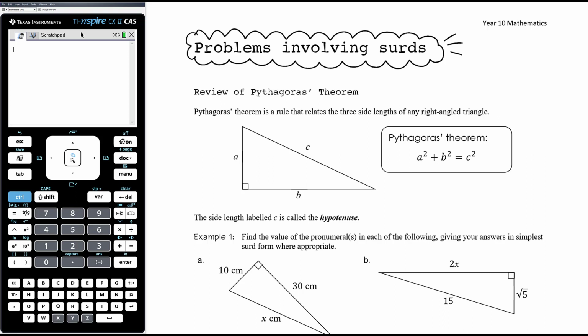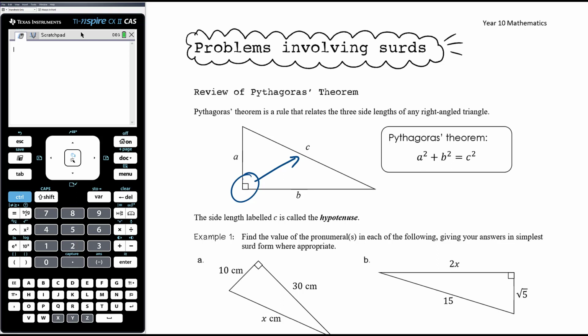It's a rule that relates the three side lengths of any right-angled triangle, so only right-angled triangles. There's the right angle indicated there. In a right-angled triangle, the side length opposite the right angle is always the longest side length, because the right angle is the biggest angle, so it opens out to the longest side, and that's called the hypotenuse. Pythagoras' theorem says that the square of the hypotenuse, so c squared in this case, is equal to the sum of the squares of the other two sides, so a squared plus b squared.